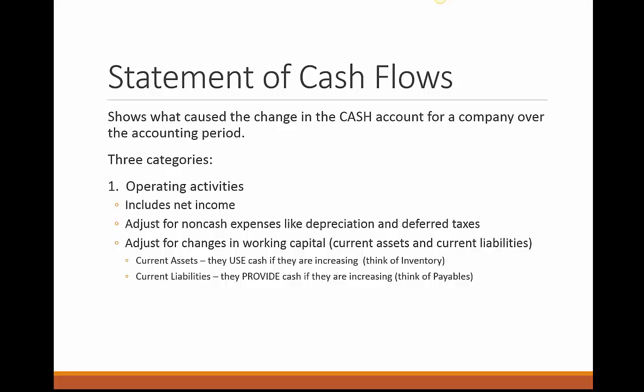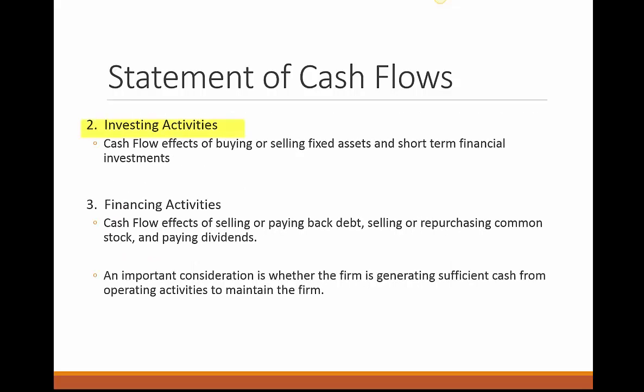Think of notes payable as a typical current liability. If your short-term loans are increasing, that is because you borrowed more money and you now have more cash at hand. If those loans are decreasing, on the other hand, it's because you have used up cash to pay those loans down. The second category of items that affect a firm's cash position is its investing activities.